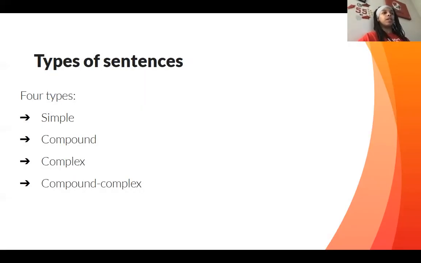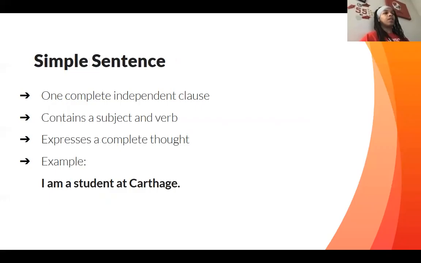There are different types of sentences. There are four different types: simple sentences, compound sentences, complex sentences, and compound complex sentences. The first type is a simple sentence. A simple sentence is one independent clause, and it contains a subject and a verb, and it expresses a complete thought. An example is, I am a student at Carthage.